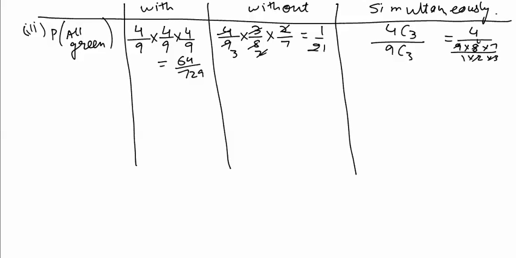This gets cancelled out 4 times, this gets cancelled out 3 times, this 4 again gets cancelled. So it is still 1 by 21. So you can still check that the answer in the without replacement case and the simultaneous case will be the same. Let's talk about the third case. It will clear all your concepts of probability now.